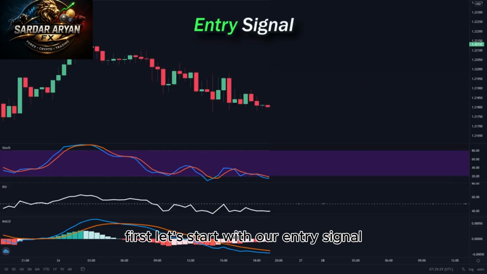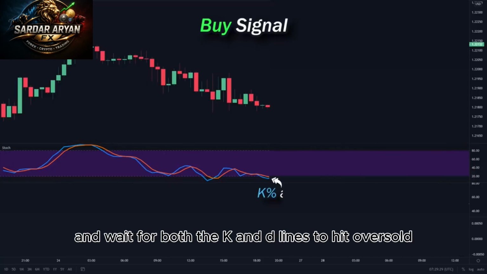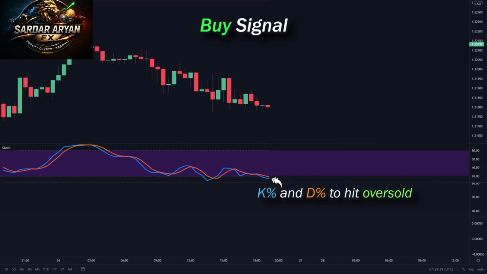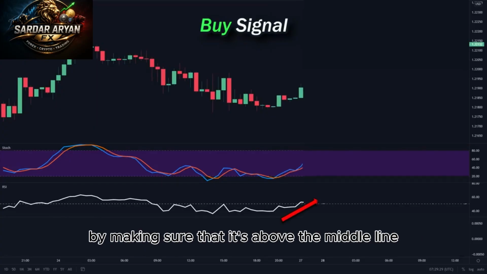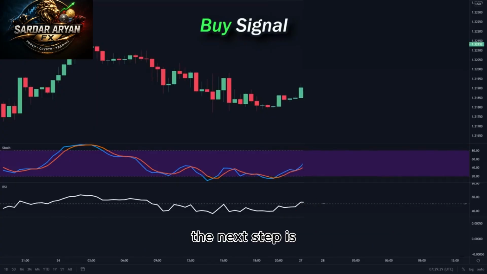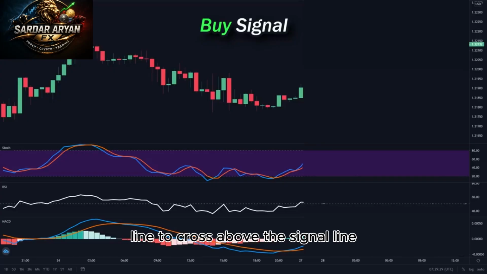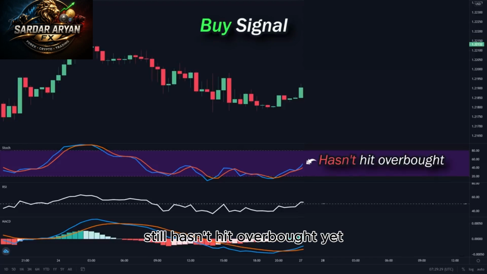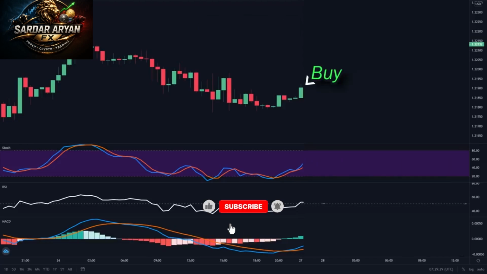First, let's start with our entry signal. To identify a buy signal, the first step is you want to look at the Stochastic and wait for both the K and D lines to hit oversold. Then, you want to use the RSI to confirm the uptrend by making sure that it's above the middle line. The next step is you want to use the MACD to confirm the upwards momentum by waiting for the MACD line to cross above the signal line. Once this happens, however, you still need to make sure that both of the Stochastic lines still haven't hit overbought yet. And if all the rules are met, you take a buy position.